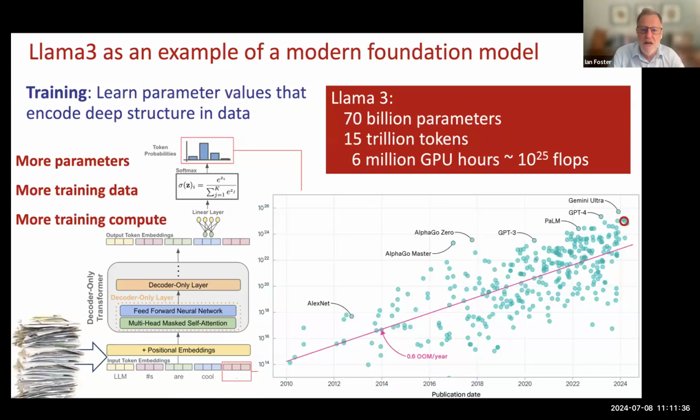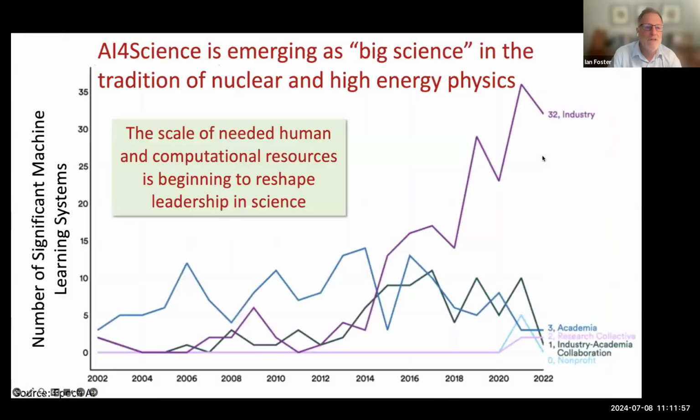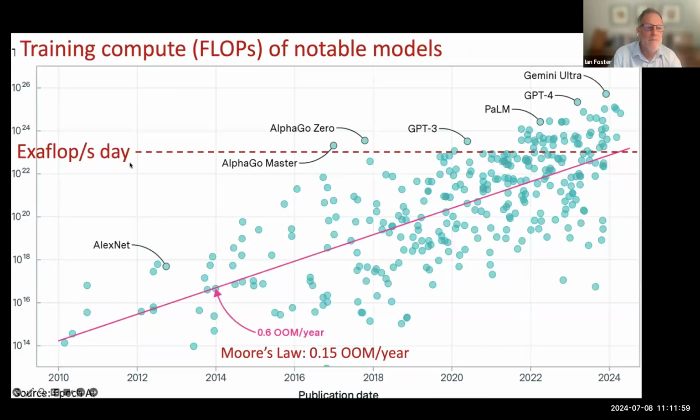So just to give you an example of a modern foundation model, this is Llama 3. Some of you, I'm sure, have used that. 70 billion parameters, so not the largest, but a decent size, trained on 15 trillion tokens, 6 million GPU hours, about 10 to the 25th floating point operations. Where's that on this? Yeah, it's about up here. You can see some are greater, but it's within an order of magnitude or two of the biggest.